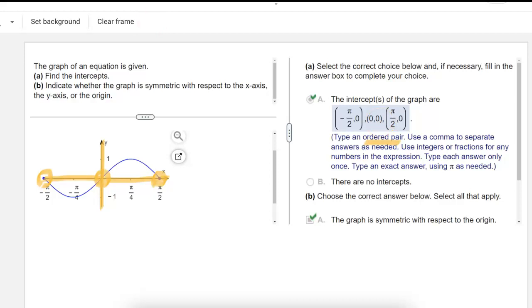The next part of this problem asks us to decide if this graph is symmetric with respect to the x-axis, the y-axis, or the origin. So what I want to do here is show some examples of different types of symmetry, what those definitions are, and how we can use those definitions to determine the symmetry in this particular graph.